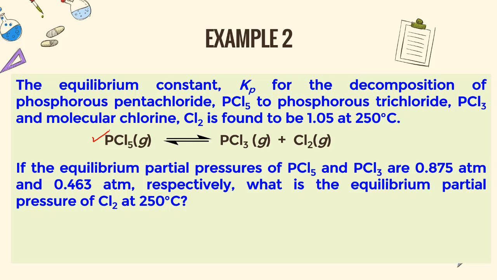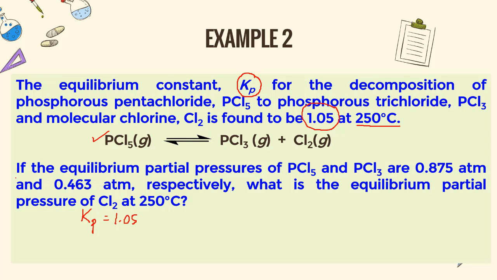Okay, kita analyze soalan, analyzing the question. Okay, we have the Kp here. Kp value for the reaction that occurs at 250 degrees Celsius, which is 1.05. So we have the Kp. Okay, saya tulis dululah kat sini. Kp 1.05.